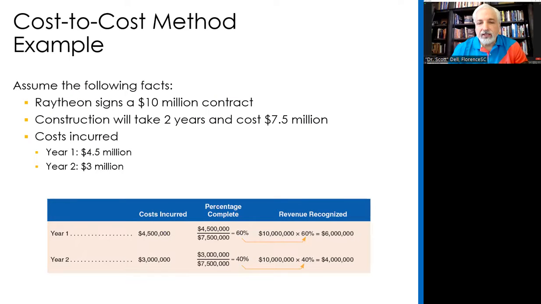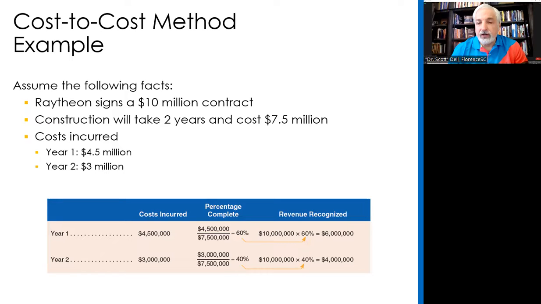So if we look at this, bottom line is we have $7.5 million in costs over the next 2 years. And this is projected, and estimates can change. So it's a $10 million contract, and we're looking at $7.5 million in expenses to go against the $10 million in revenue. 2 years, costs incurred, year one, $4.5 million. So we take our 4.5 out of the cost of 7.5, which is 60%. Then the next year, the rest of the cost, 3 million out of 7.5, is 40%.